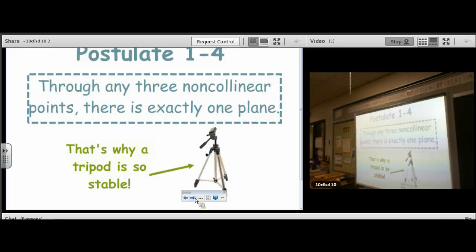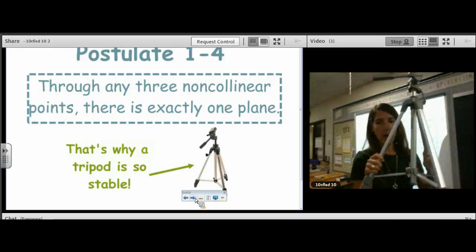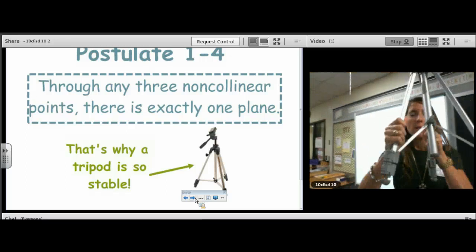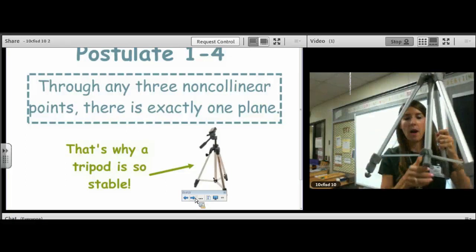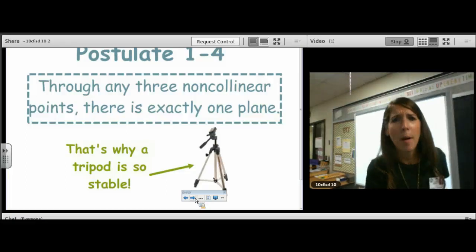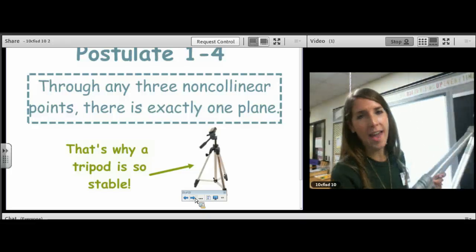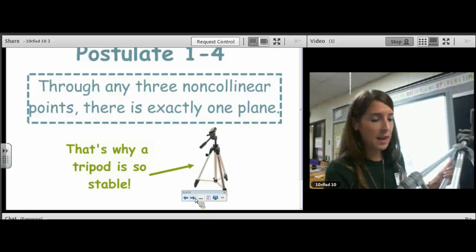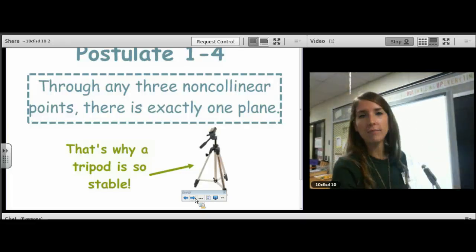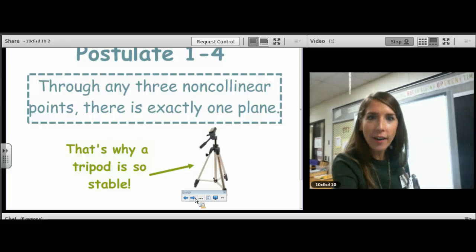And so I brought my handy dandy tripod with me to show you, because why is it called a tripod? Why isn't it called a quad pod? Why didn't they give it 4 legs? Why didn't they give it 2 legs? What would happen if they gave a tripod 2 legs? It would fall over, right?